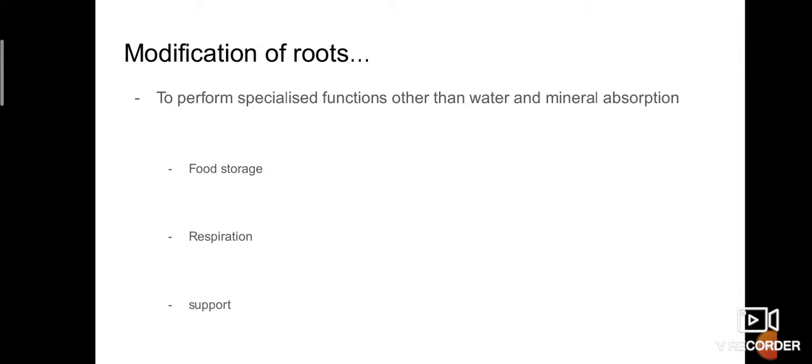So the main functioning of the root is what? Absorption of especially water and minerals. Other than that, the roots also do some other functions with the help of the modification of root. What are the functions? They also act as food storage, like stems, like leaves. Roots also store food, and they also perform the respiration process. What do you mean by respiration process? The exchange of gases, isn't it?